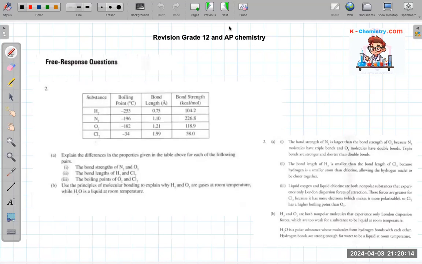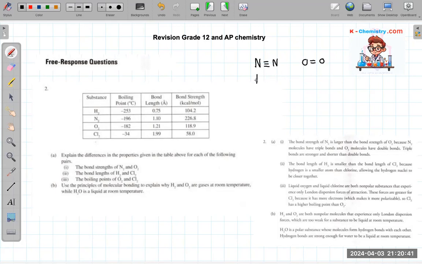Explain the differences in properties given in the table above for each of the following pairs. The bond strengths of N2 and O2. We know that the bond strength of N2 is more than O2 because it has a triple bond. So N has a triple bond while oxygen has a double bond. This is stronger and shorter, while this is longer and weaker.